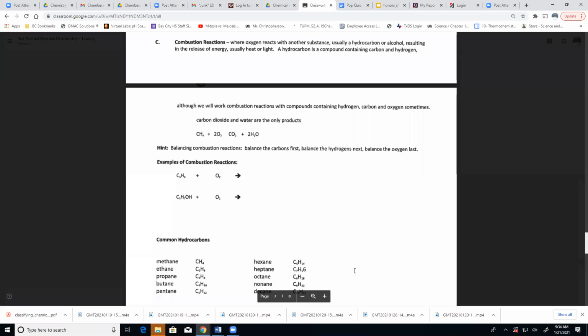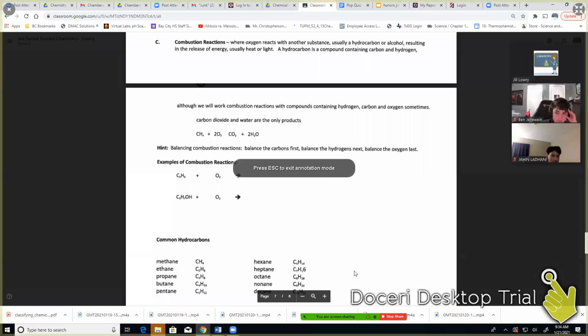All right, so we're looking at combustion reactions, and we're specifically looking at combustion reactions of a hydrocarbon. So when oxygen reacts with another substance, usually a hydrocarbon or an alcohol, and an alcohol just means it has an OH group added to it. One time on the warm-up, we did one that was pretty tough to balance. We had to subtract out how many oxygen we have. That was an example of an alcohol. It has carbon, hydrogen, and then an OH group added to it.